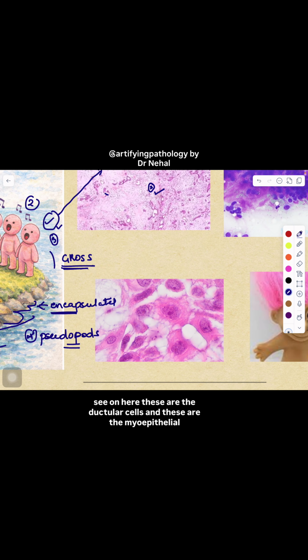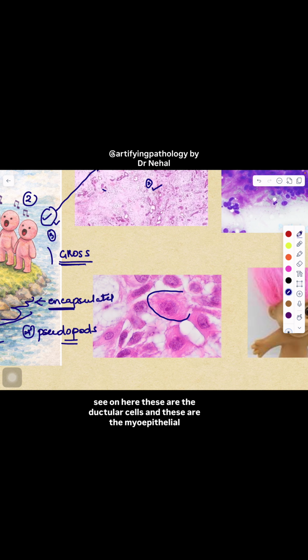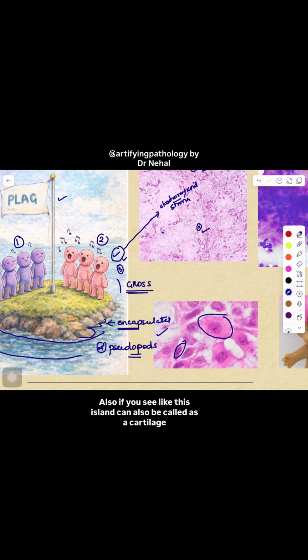The same thing you can see on high power. These are the ductular cells and these are the myoepithelial cells which are compressed. And here we have the stroma. Also, this island can also be called a cartilage. So seeing cartilage in the microscopy of pleomorphic adenoma is common. So if you see cartilage on microscopy, first think of pleomorphic adenoma. Okay, now let's move ahead.